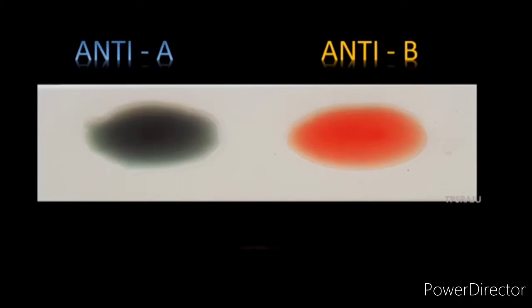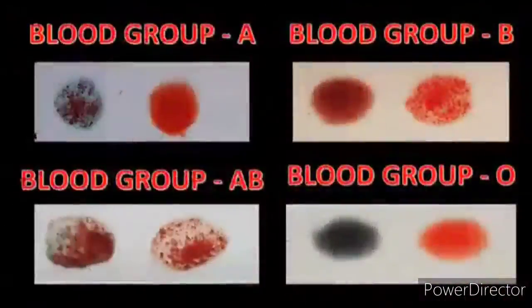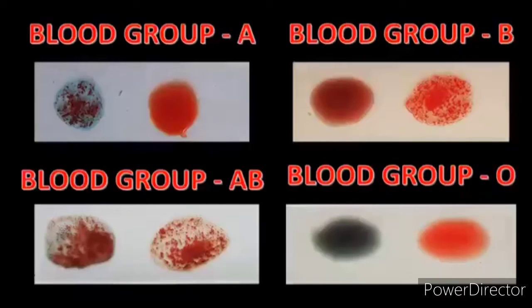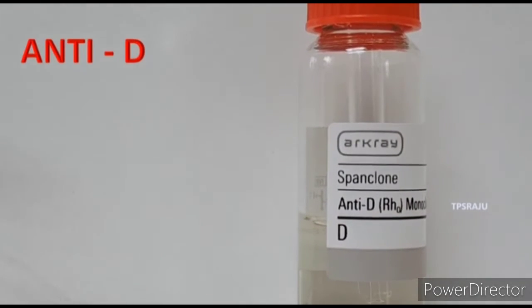So, let us take some more examples. These are different slides taken from different blood groups: Group A, Group B, Group AB and Group O. Let us check it out. The RH factor. The serum in transparent color is anti-D, and it is responsible for the RH factor, which gives a positive and negative to the respective groups.